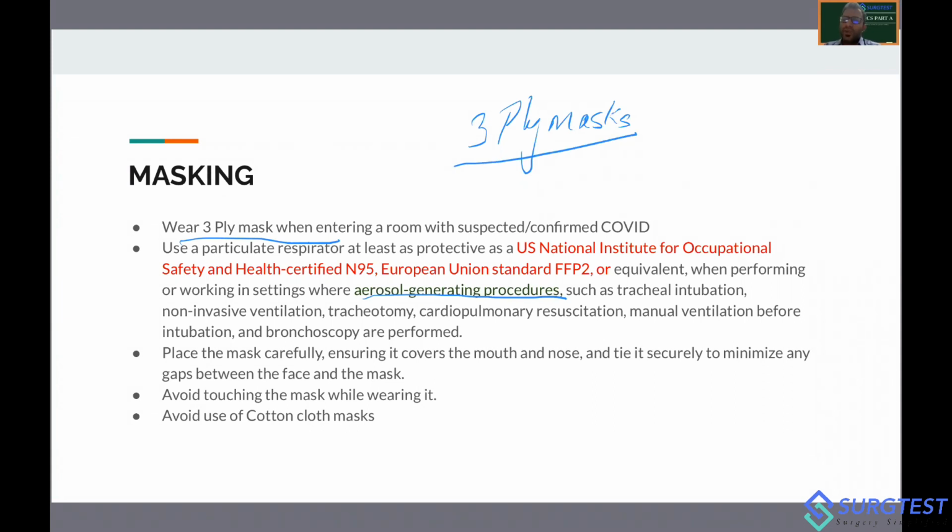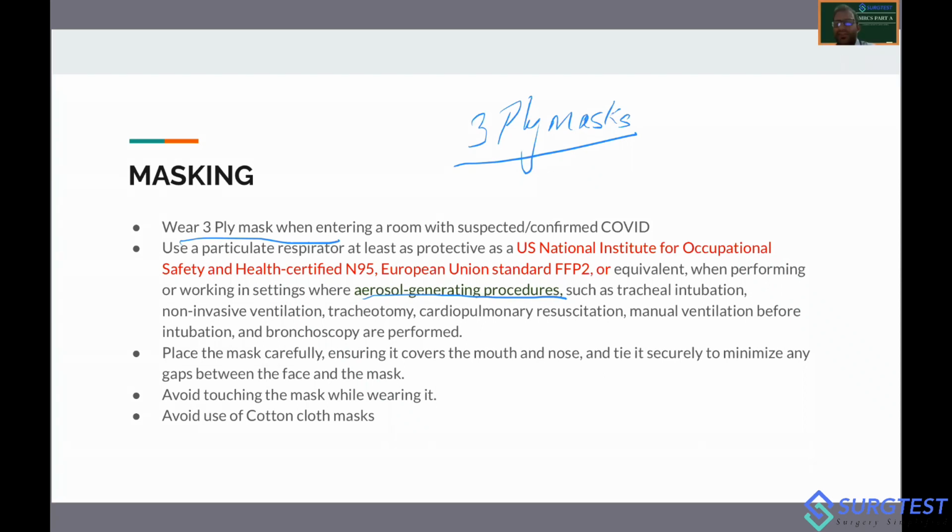And when you have a chance of being in an aerosol generating room, you should be wearing an N95 mask. So the funda is very clear. If you're visiting the ward, when you're doing your rounds, you can wear a 3-ply mask. If you're going to be in the theater when aerosols are going to be generated, you wear an N95.